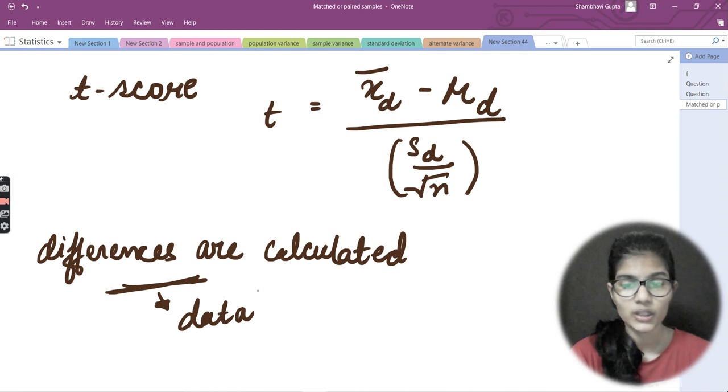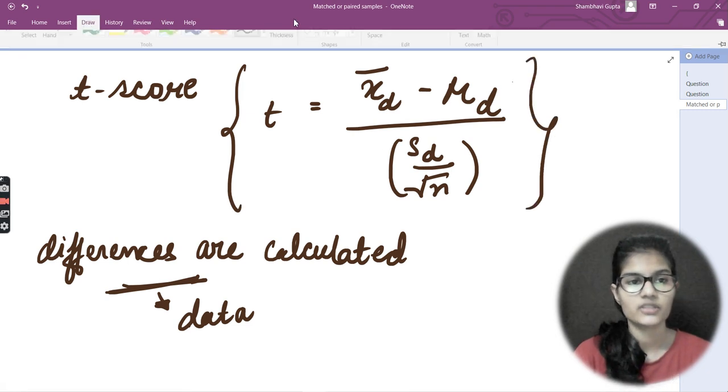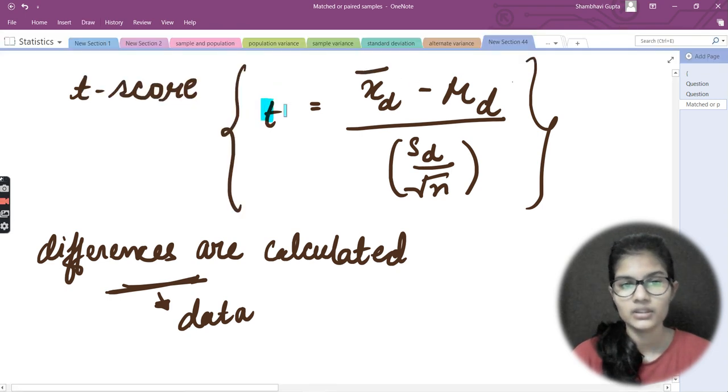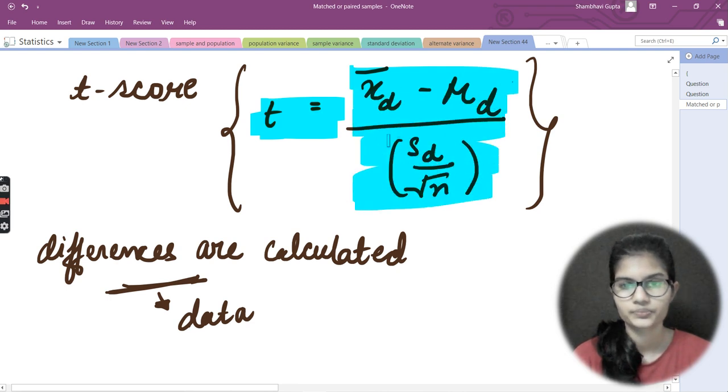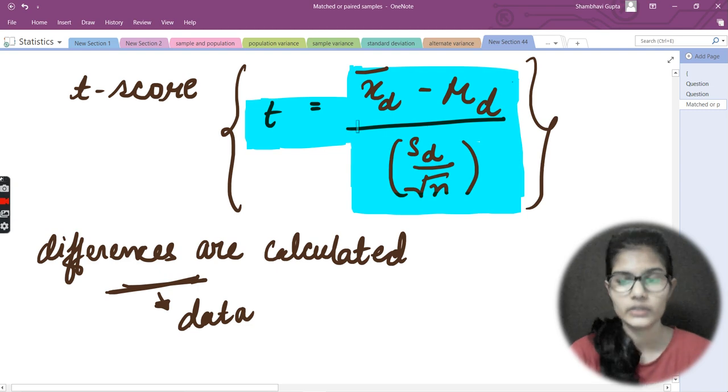So this is all set, and after that we saw one formula for the test statistic or t-score. Let me put some highlighter into my hand so that I can highlight things as well. So t is equal to x bar d minus mu d upon s d upon square root of n, right? This was the formula we had seen. In the next video, when we solve the question, we'll put in the values, and there I'll tell you how to put the values into these terms.